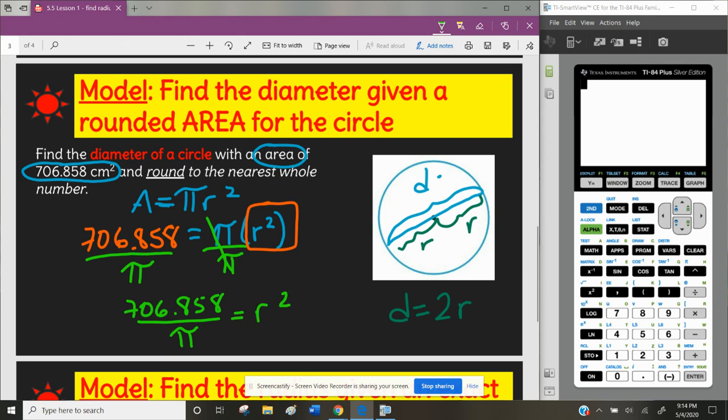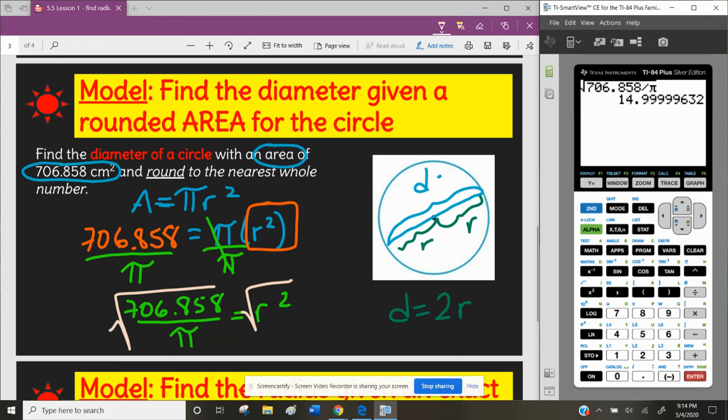Okay, I'm going to take that number, and the opposite of squaring the radius would be taking the square root. Opposite of squaring is a square root. So in my calculator, I'm going to do the square root of 706.858 divided by pi, and notice all of that is under the radical. There is my radius as a decimal, 14.9 repeating.